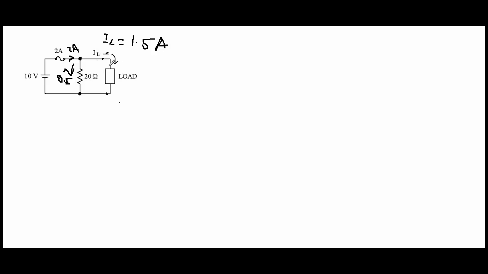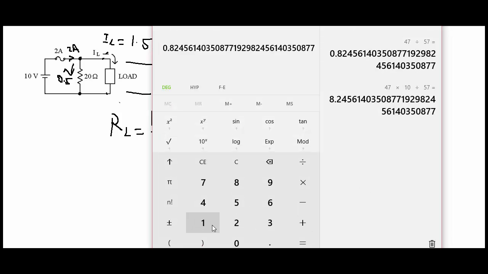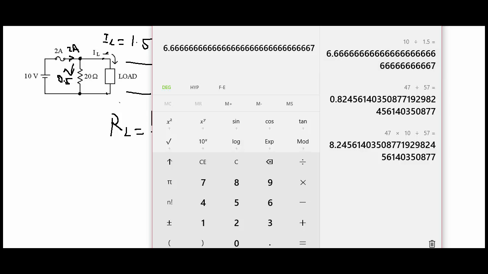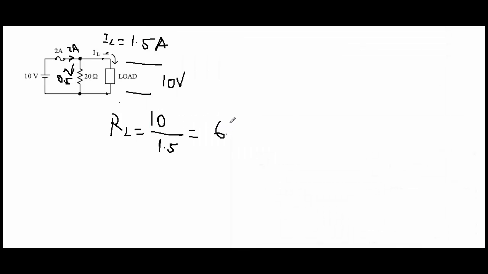And if this is in parallel to this, that means the voltage drop between these two points is 10 volts. The maximum allowed current is 1.5 amperes. So the minimum allowed resistance in this case, R load, equals 10 over 1.5. 10 divided by 1.5 is 6.66, so it is 6.7 ohms. This is the smallest resistor that can be put here, and the current from the source will not exceed 2 amperes.